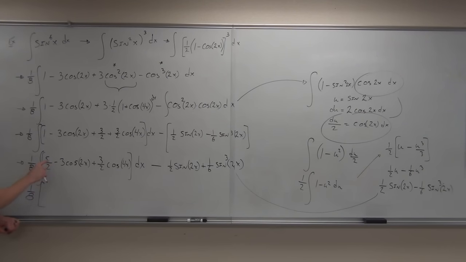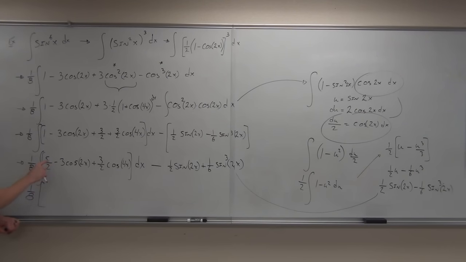So negative comes out front. If we distribute, we got u to the fourth minus 2u squared plus 1. If I did it right, did I do it right? Yeah, I did. Okay. Times u to the fourth. Now what? Do it again.